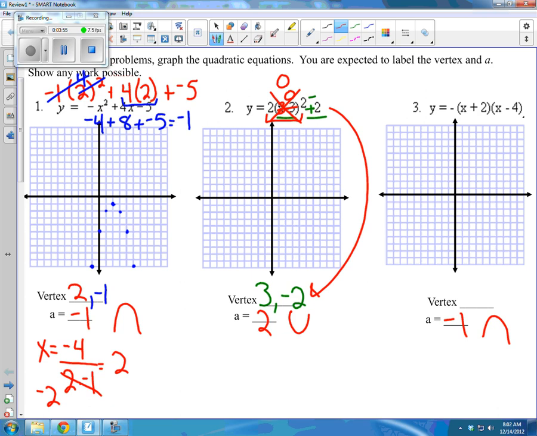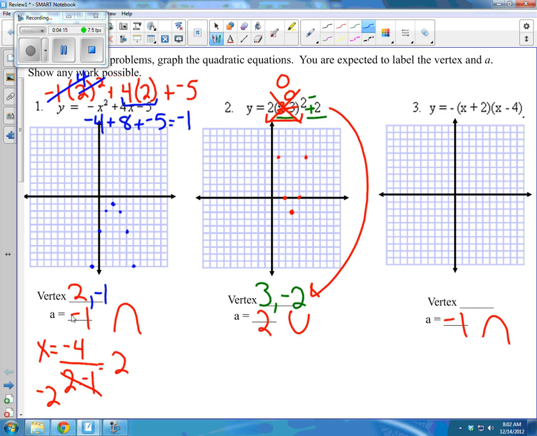So graphing my vertex, I'm going to go over 3 and down 2. I already know it's a regular U, and I'm going to use my a table to go up 2 and over 1, and then I'll go up 6 and over 1, which I have room for, and then that's good. That's all you need. All right, number 3 is the final form. This is intercept form.